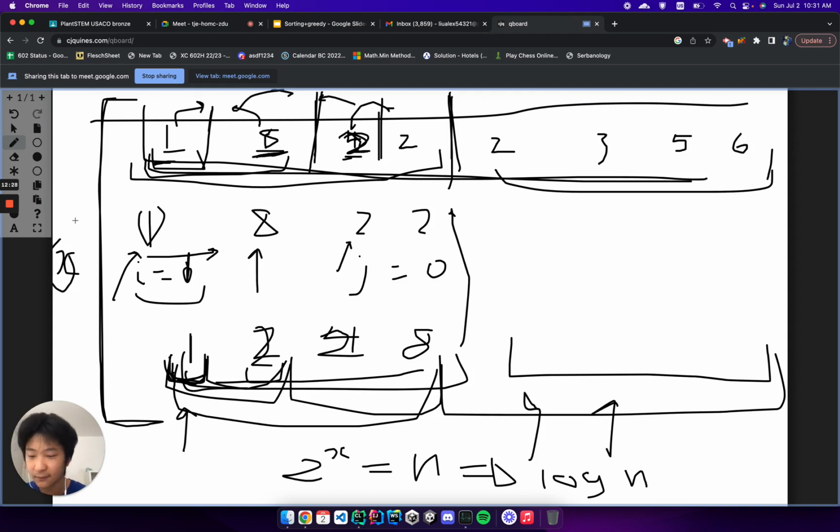Honestly, it's fine if you don't really get it. I just want to introduce this idea of splitting our array in half and then working on one half, working on the other half, and then merging it. And just continue doing this down. Because you'll see this a lot later on. This idea is called divide and conquer, which you won't need to know for bronze, but I think it's good to introduce it now.